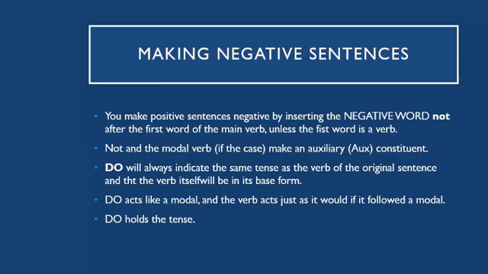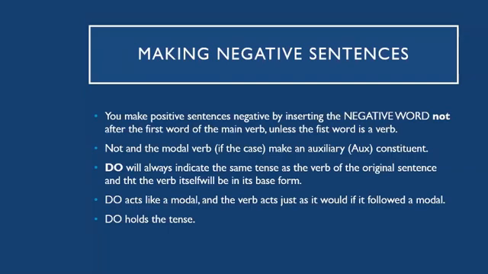So in that case, not and the modal verb make an auxiliary constituent. So this is a new type of constituent, okay? Which is the auxiliary constituent. So not would make constituency with the modal in this case: cannot, will not, okay? The case of be, for example, makes constituency with the verb be: is not.